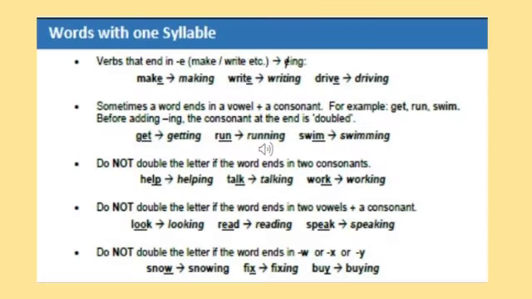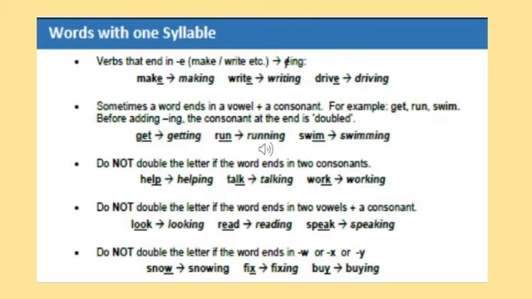Now let's have a look at the spelling rules in present continuous tense. Verbs that end in E, for example, make and write, will not add E at the end in present continuous tense. For example, in making and writing, we simply write making. We will not add E.